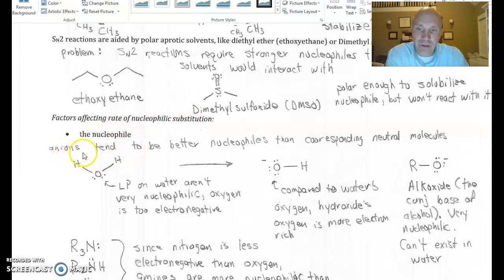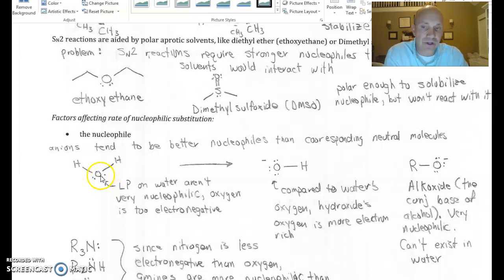Some other things that are going to affect this reaction include the nature of the nucleophile. In general, anions tend to be better nucleophiles than the corresponding neutral molecule. Just as an example of that, we're going to consider water right here. The lone pairs on the water aren't that nucleophilic, and that's because the oxygen is relatively electrophilic.